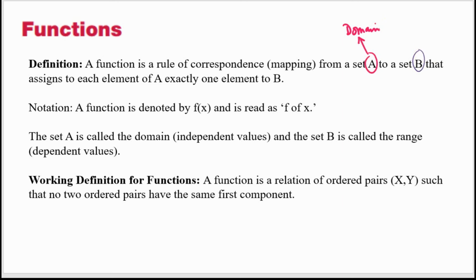Then the set B represents the range. Now the function is not just a relation, but what it does is it assigns to each element of A exactly one element of B. Now what does that mean? I'm saying that in that working definition for functions.